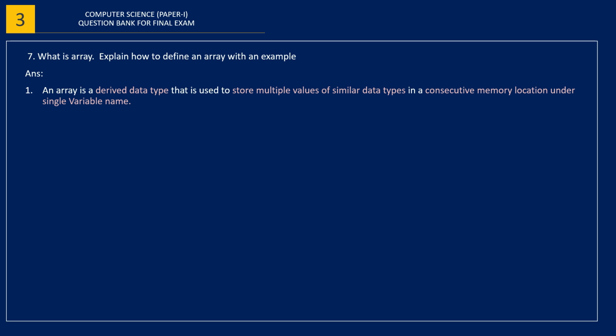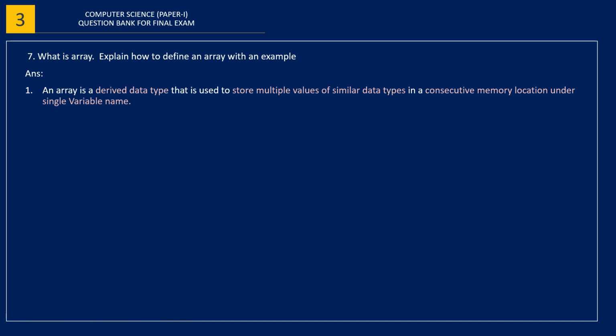First we'll try to understand what is meant by derived data type. Basically we have multiple data types like integer, float, character, double. These are the basic data types, and from these basic data types the array is derived. When we come to the example, we'll understand the meaning of derived. What an array does is store multiple values of a similar data type.